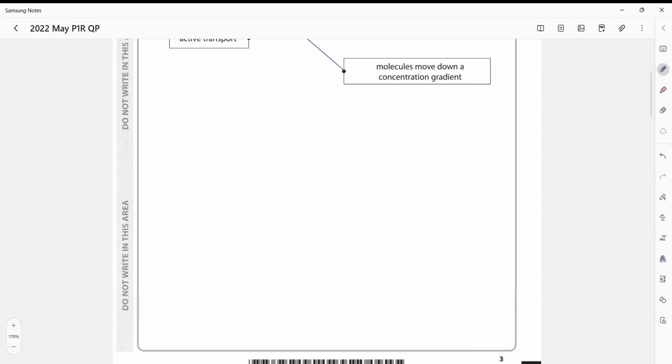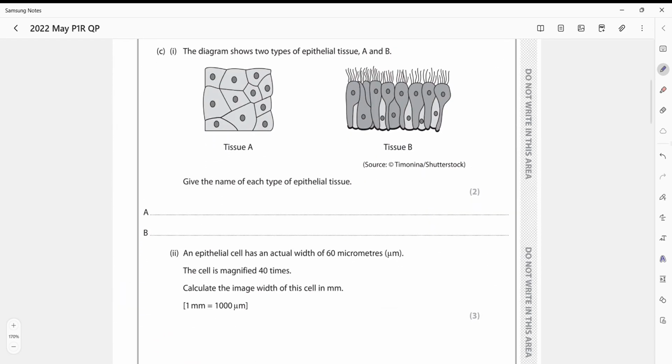All right, let's move on to part C. So for part C1, the diagram shows 2 types of epithelial cells, A and B. Give the name of each type of epithelial tissue. So tissues that line organs are referred to as epithelial cells or epithelial tissue, and there are 2 types that you need to know for your syllabus, that is squamous and ciliated. So squamous, you can kind of tell by the name, it just means that they're sort of flattened, and you can see this in the linings of your cheek.